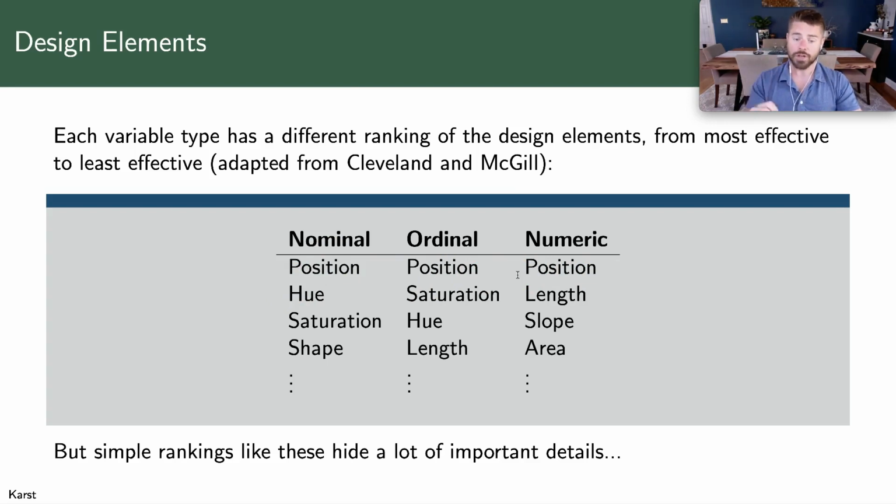Then after that, what do we do? Well, if it's a nominal variable, you go with hue, meaning the color. If it's an ordinal variable, though, you go with saturation. And why might we want to do that?